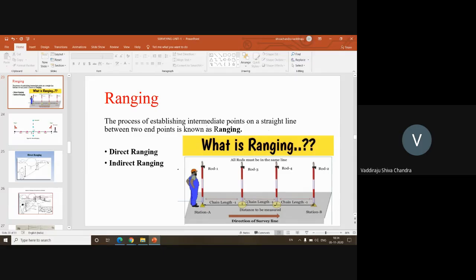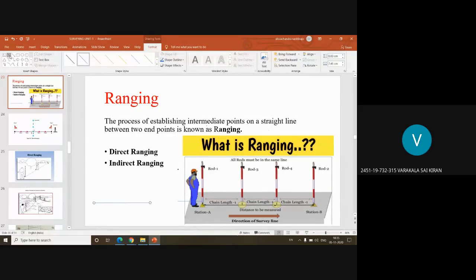So why do we need to do this ranging? Any rough answers from you people? Why is ranging important? To align a straight line, sir. Only to align a straight line? Sir, to check the correctness of the work, sir. Correctness, accuracy. Whether we are going in a straight line or not. Only straight line?